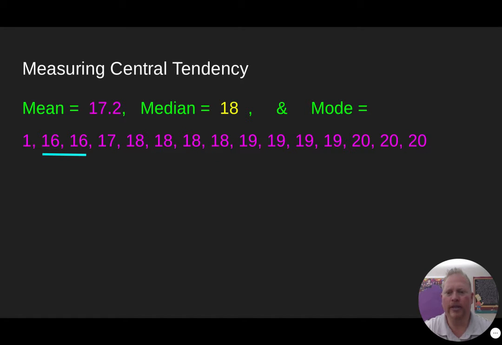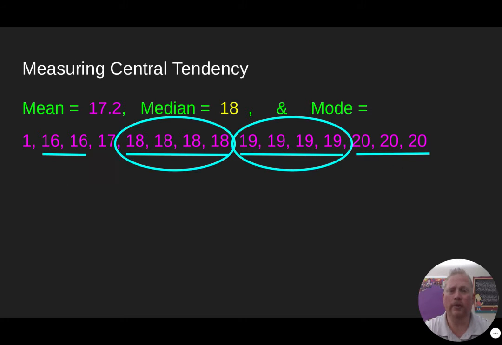So look for any duplicates. So 16 has a duplicate, 18s have duplicates, 19 has duplicates, 20 has duplicates. Now, how many is in each group? Well, it looks like because 18 has 4 and 19 has 4, those are our modes. So I would say that the mode is 18 and 19.